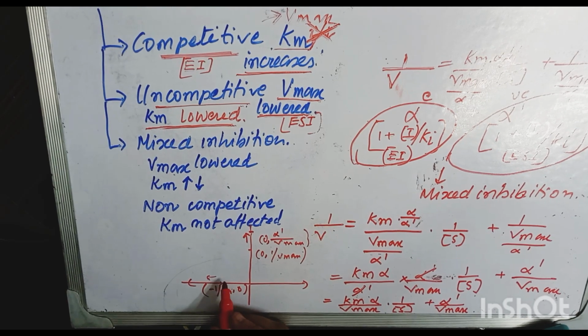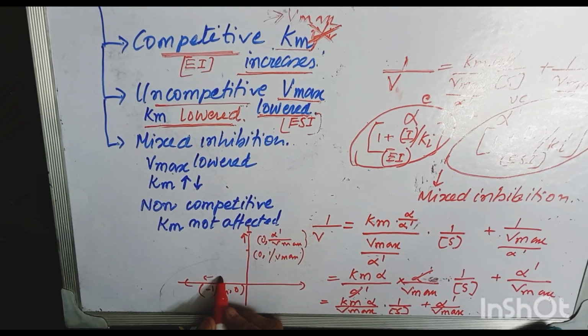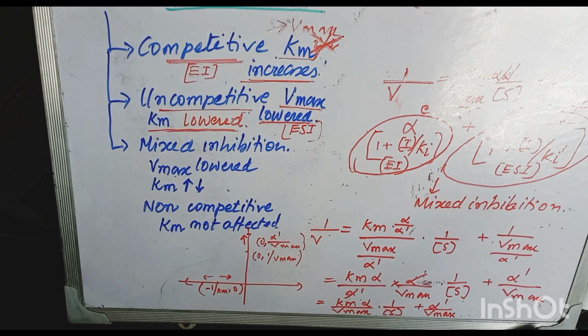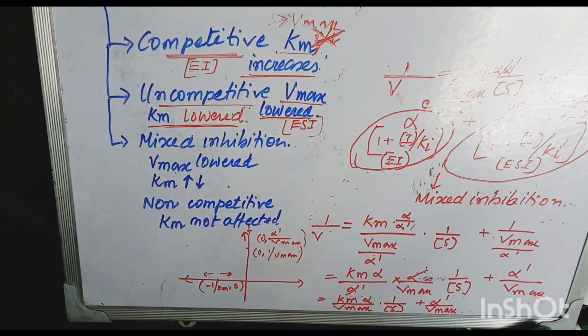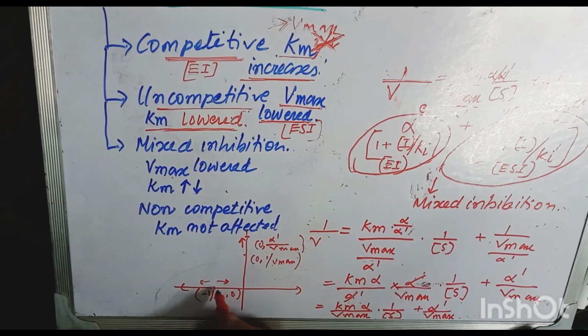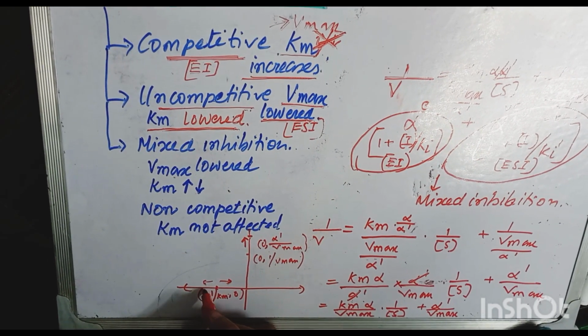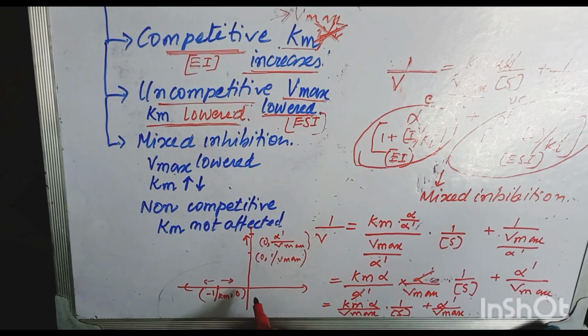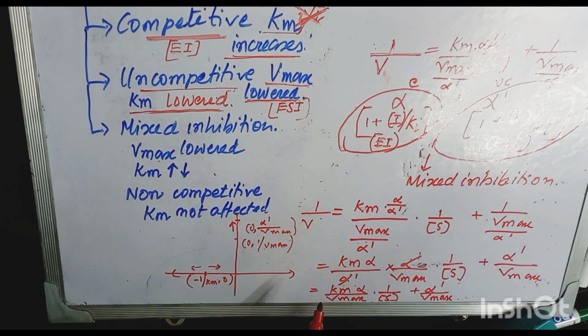If Km is lowered by alpha dashed, the point shifts here. So whether the point shifts here or here, we cannot say that. It will depend on the ratio of alpha and alpha dashed.